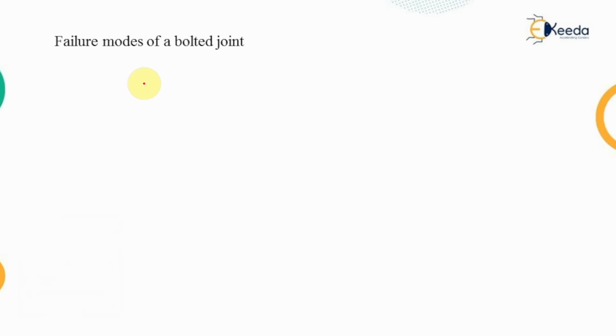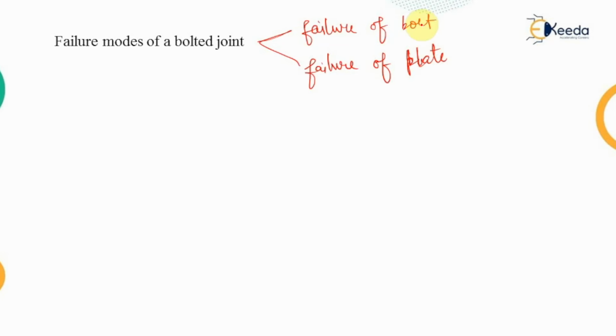Now the bolted joint can fail because of the failure of the bolt, or it can fail because of the failure of the plate, because at the joint we have two members, that is, one is the plate and the other one is the bolt. So the failure of either may happen, and because of that the failure of the joint may take place.